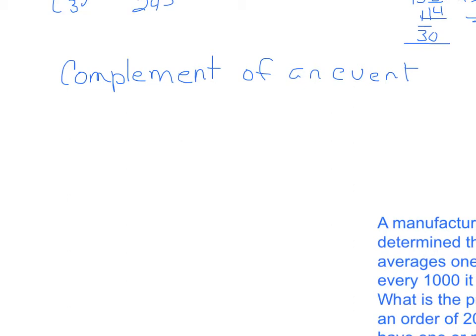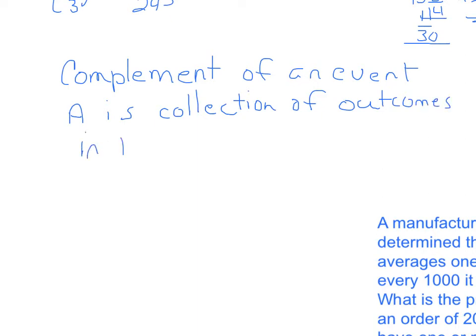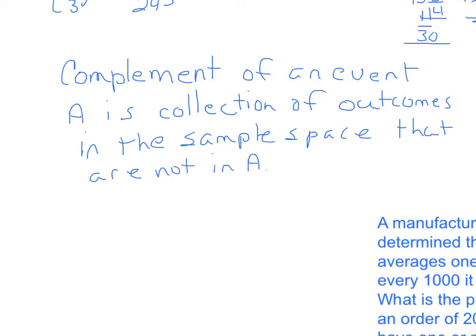Okay, when we talk about the complement of an event, the complement of event A is the collection of all outcomes in the sample space that are not in A. The complement of A would be represented by A prime. So A and A prime are mutually exclusive. What's the prime symbol? That just means it's the complement of A.